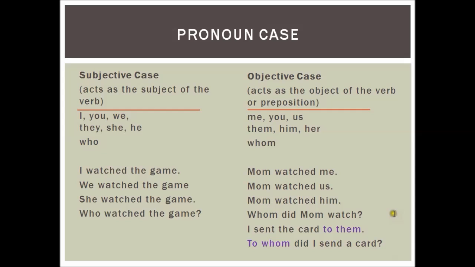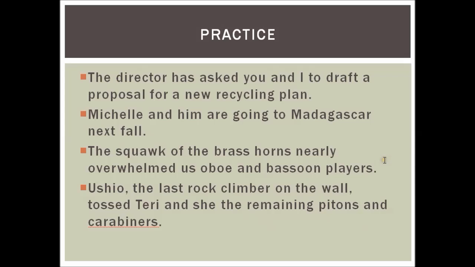Now, in most sentences, most of us probably use the right pronoun naturally as native English speakers. If you're not a native English speaker, then you might have to do some practicing or just read and listen a lot until it starts to come naturally to you. But one place where native English speakers do make mistakes is when the pronoun is paired with a name, like here, you and I, or Michelle and him, or Terry and she.